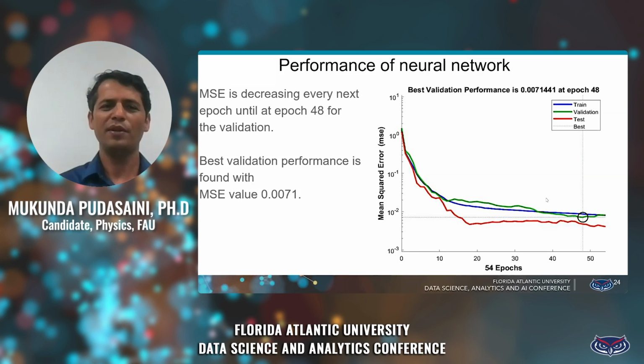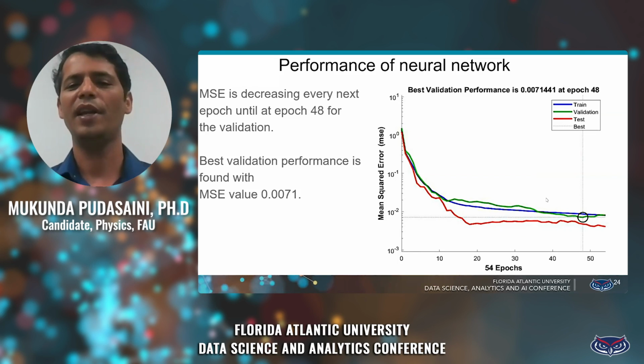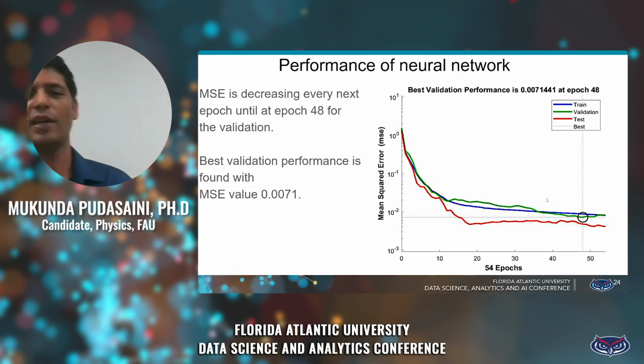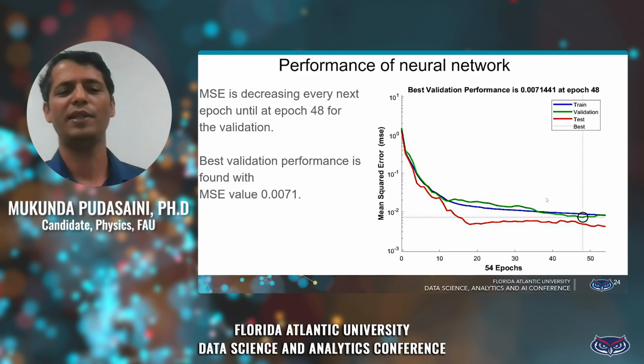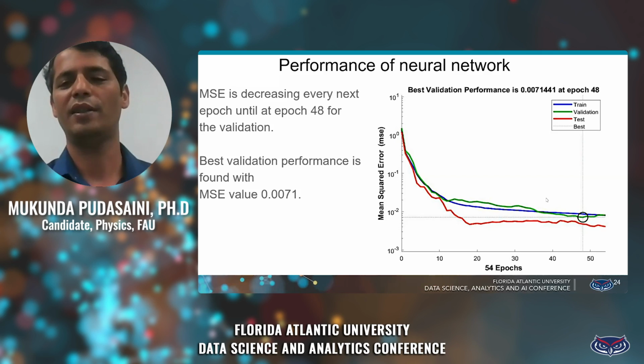This is the performance of neural network. We saw the mean square error decreasing every next epoch until the 48th epoch was observed for the validation. And best performance was observed when MSE value was 0.0071 at the 48th epoch.